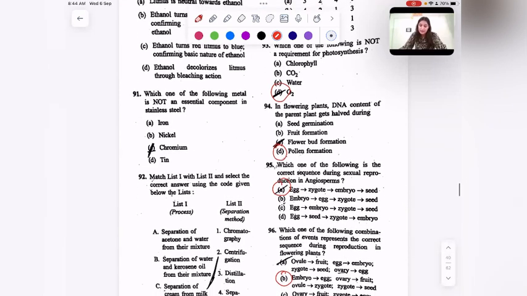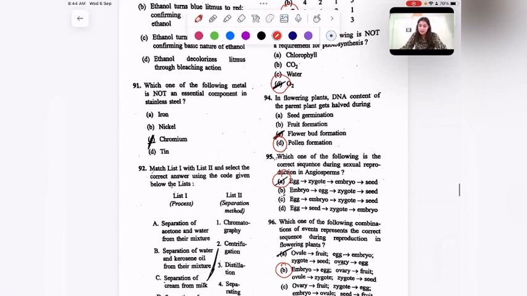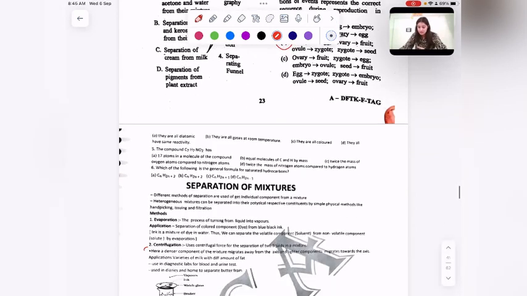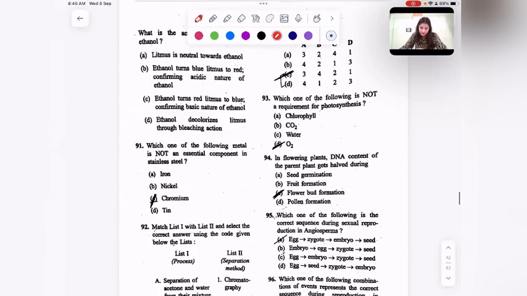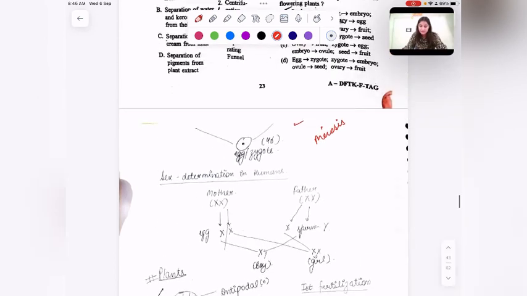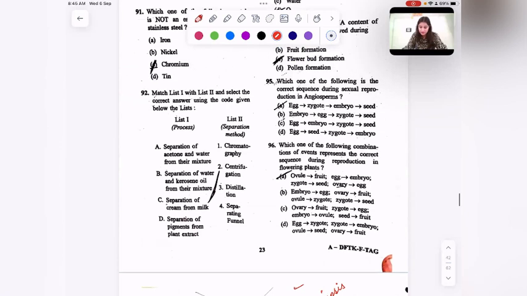Next, in flowering plants, DNA content of parents gets halved during pollen formation. Okay, we have seen this. That meiosis occurs in gametes, right? So D, pollen formation.